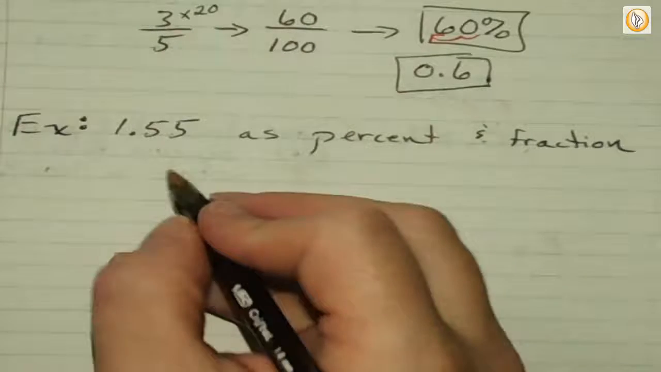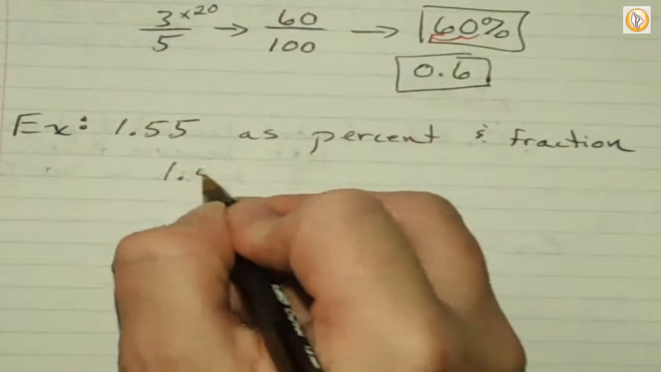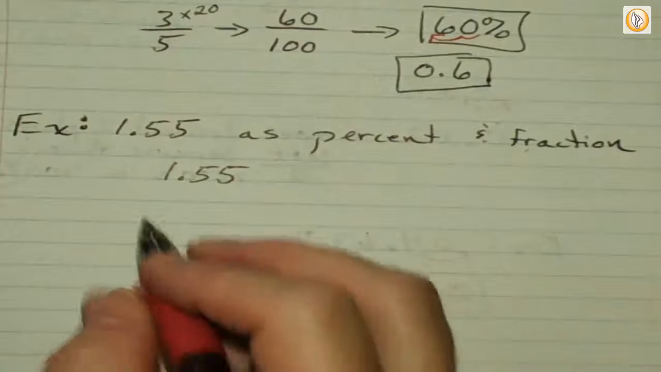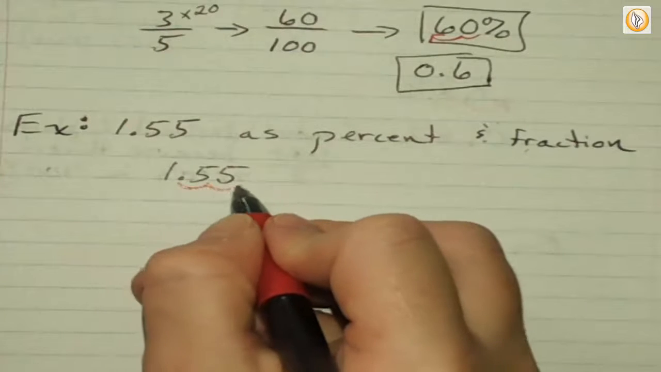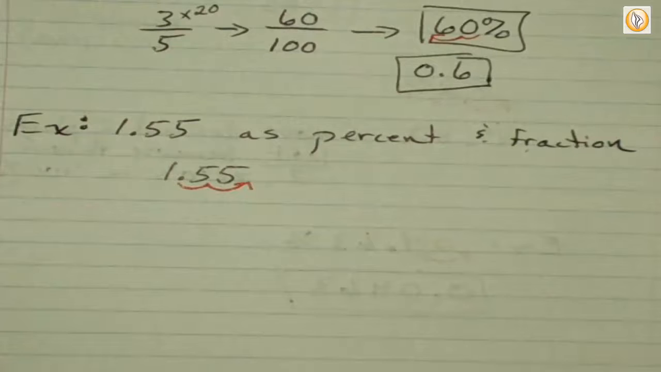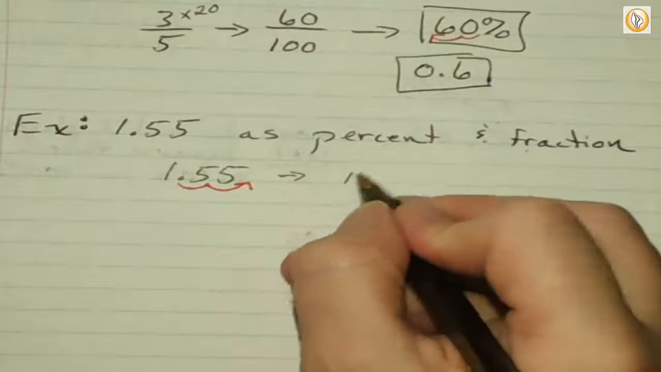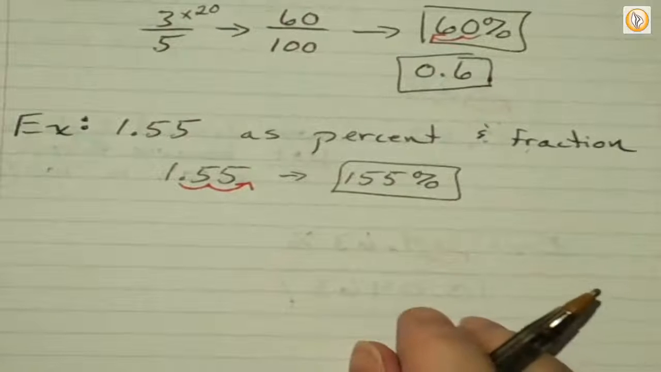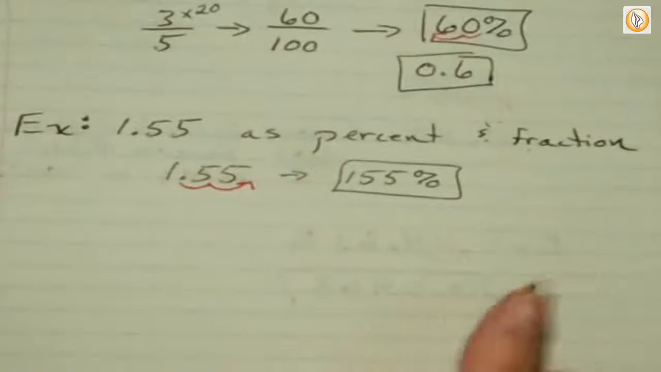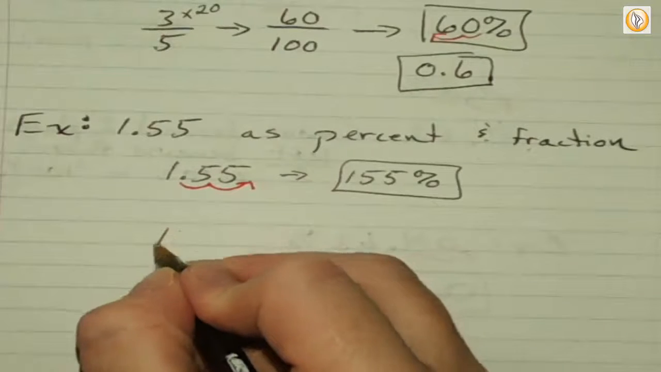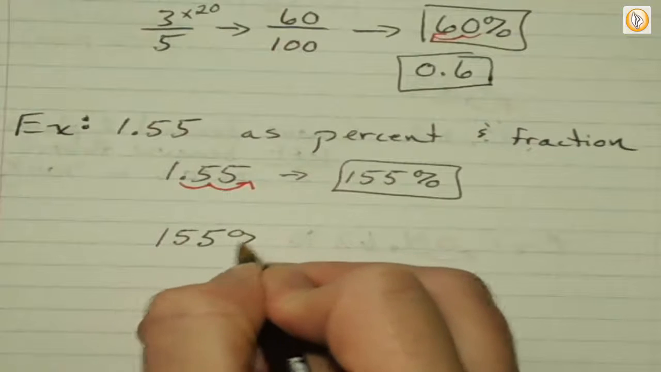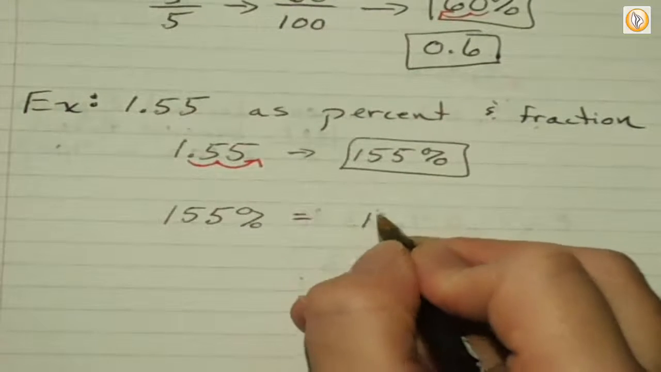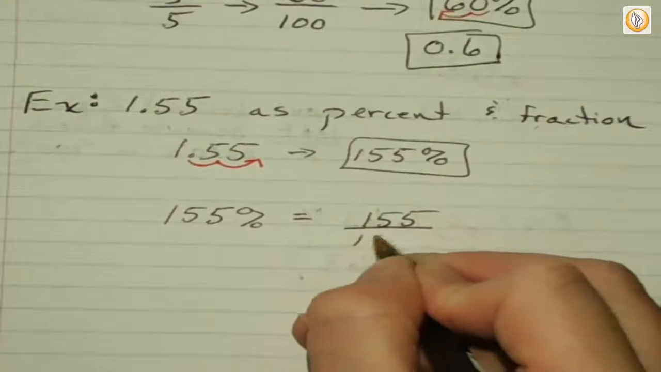Okay, changing it to a percent is not too bad. How many places did we move the decimal, guys? 2. To the right. So it's 155%. And if I have 155% and I want to change that to a fraction, what do I put 155 over? 100.